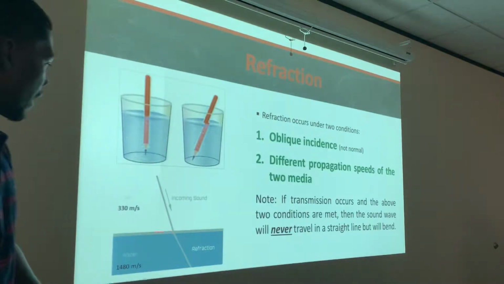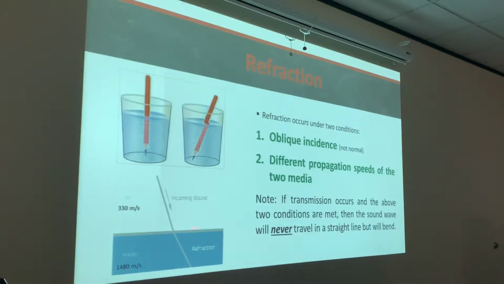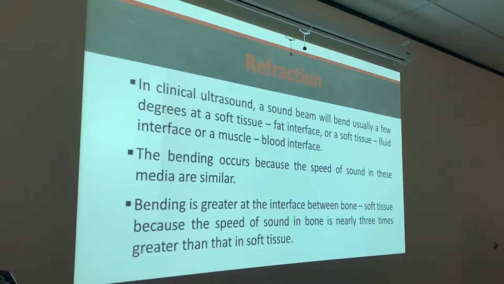So we have right here our air. That's medium one, correct? This water. That's medium two. Got me? Good. Sound is traveling from medium one to medium two. Transmission, incident.